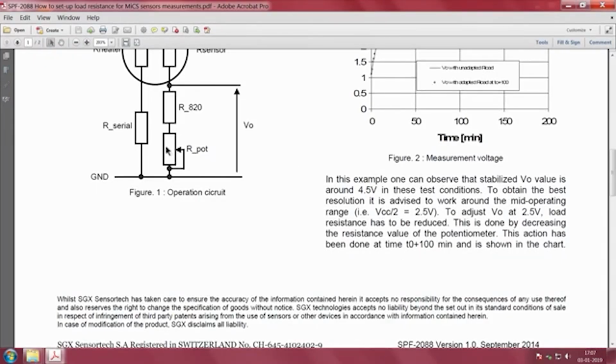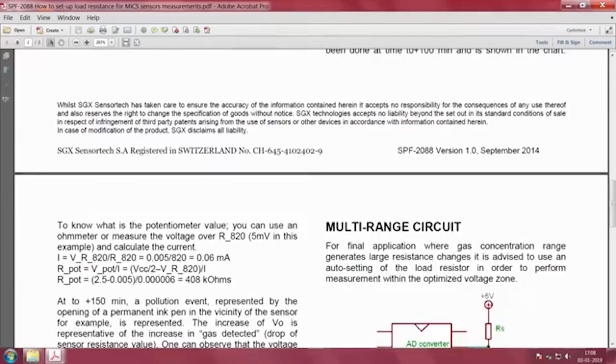Okay, so you have to adjust with this potentiometer to get to that midpoint. This is done by decreasing the resistance value of the potentiometer. This action has been done at time T0 plus 100 minutes. That means you have to wait until this heater warms up, everything is all done, and then under steady state condition you should be able to adjust it and leave it there.